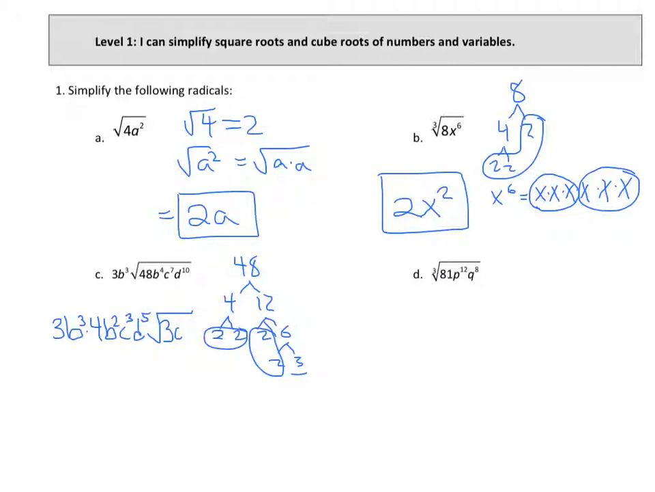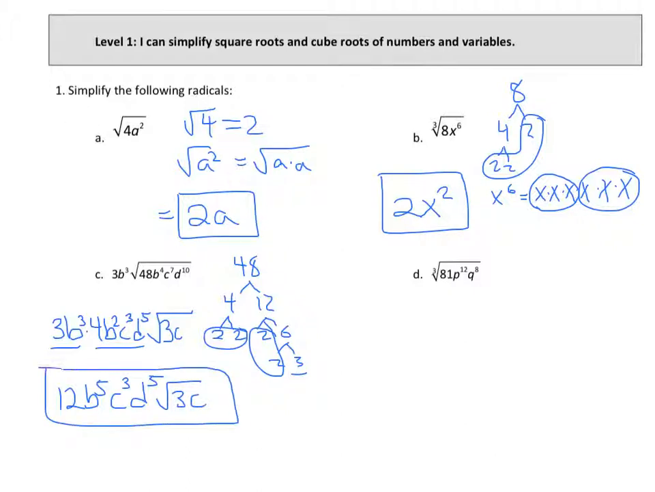And now we simplify the outside by multiplying the part we took out by the part that was already out there. I multiply 3 times 4, we get 12. b to the 3rd times b to the 2nd, I add the exponents and we get b to the 5th. And then c to the 3rd, d to the 5th, square root of 3c. And that's my final answer.